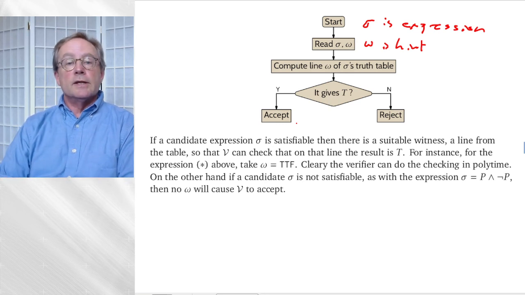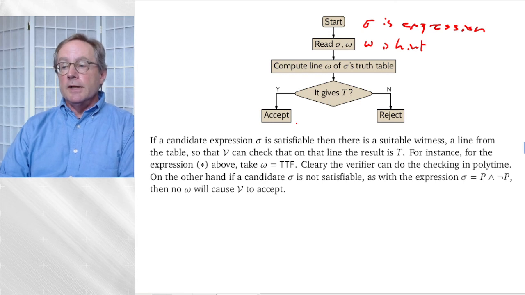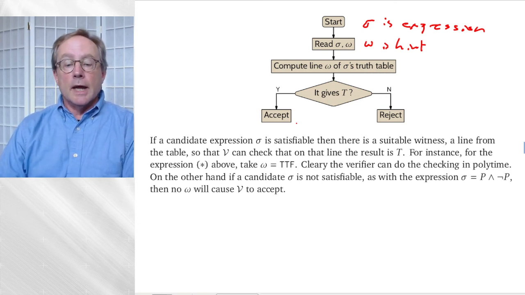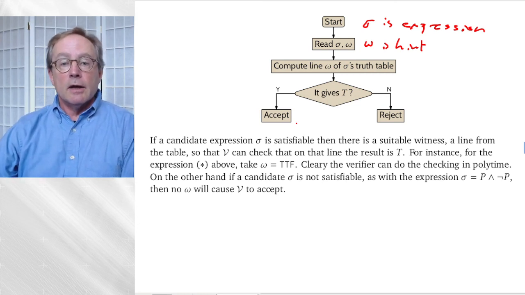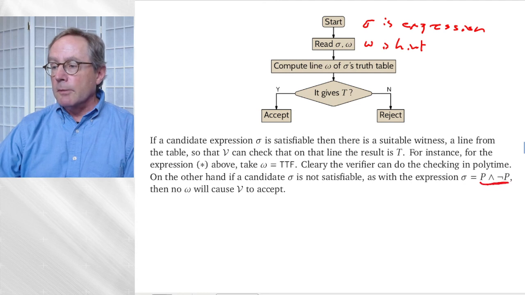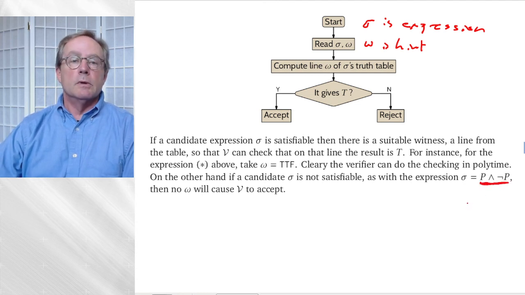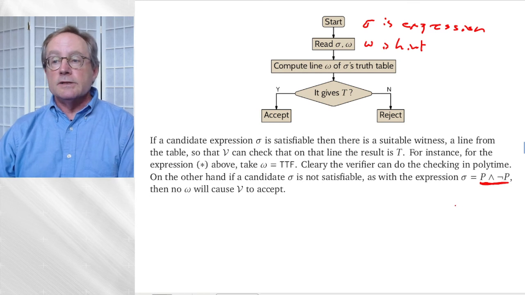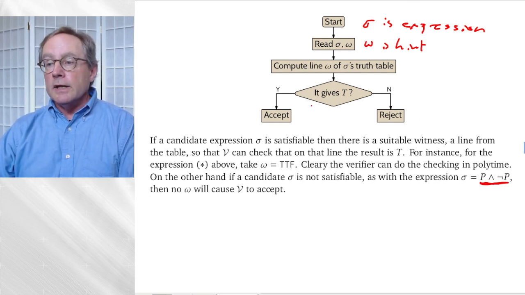There's a suitable thing that the demon could whisper in your ear, and you could check it in polytime. If, on the other hand, the candidate sigma is not satisfiable, then it doesn't matter what the demon whispers in your ear, you can't check the omega in polytime or anytime because it doesn't work. What's an example of a not satisfiable expression? Here's a silly one, but nonetheless a perfectly good example. P and not P is not satisfiable. If the demon says to you, psst, check the TTF line, it doesn't matter because it's not going to accept it. It won't give T. The answer will not be yes.